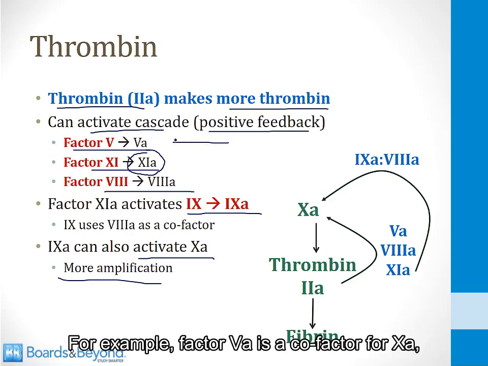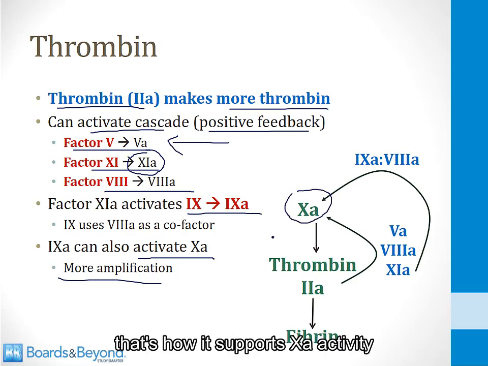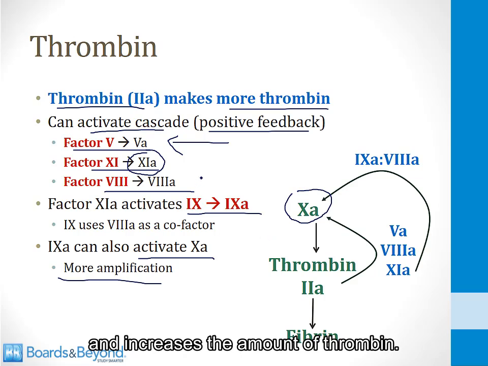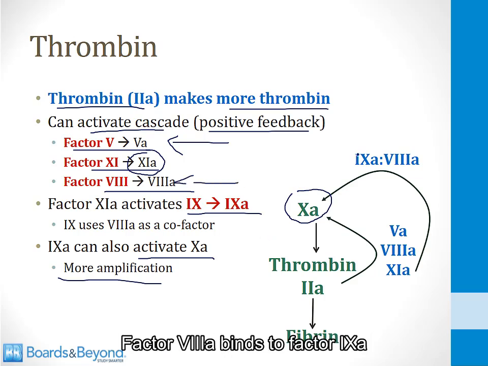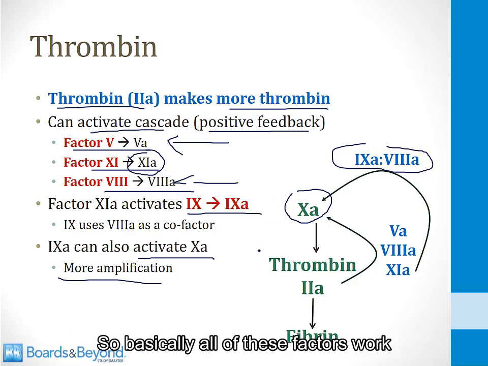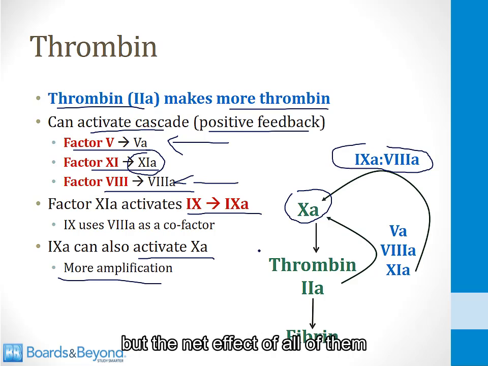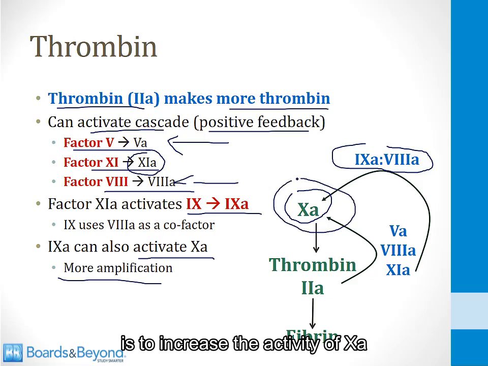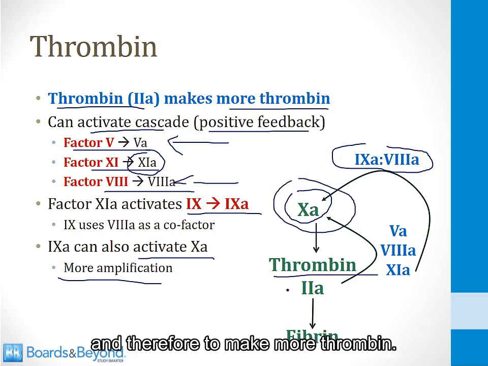For example, factor 5A is a cofactor for 10A. That's how it supports 10A activity and increases the amount of thrombin. Factor 8A binds to factor 9A, and the two of them together can create more 10A. So basically all of these factors work in a little bit of a different manner, but the net effect of all of them is to increase the activity of 10A and therefore to make more thrombin.